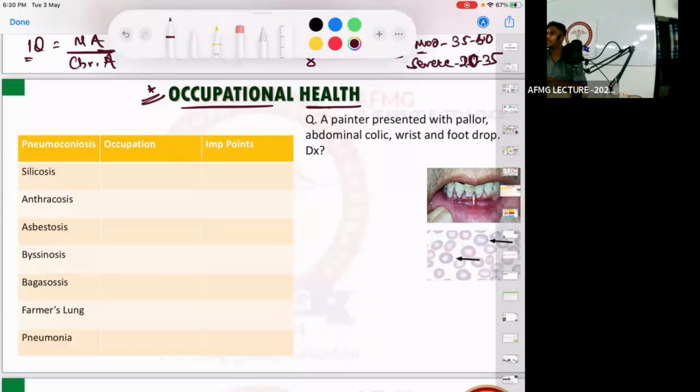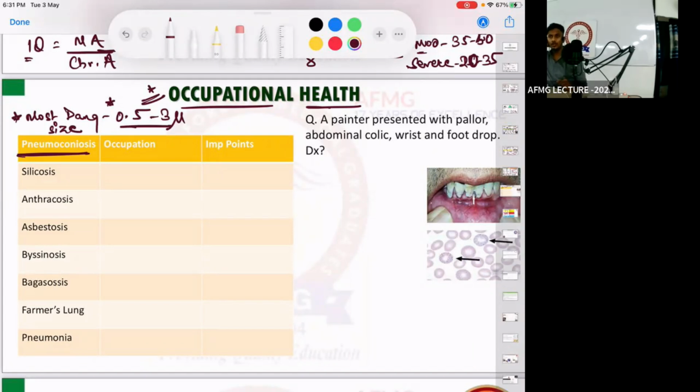But the most common ones are usually pneumoconiosis. It is an occupational lung disease due to exposure to some dust. The most dangerous particle size is 0.5 to 3 microns. This was a question. That will go inside your lungs and damage your lungs.